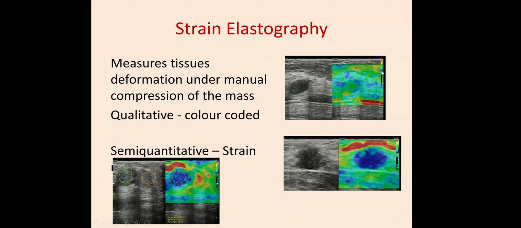Different vendors have different color coding. So it's not like green will always be soft and blue will be hard. You have to see what the color coding is in your machine. According to this machine, this is diffusely green and soft, whereas this is a malignant mass, you can see the morphology itself is malignant, and it is diffusely blue in color. So this is just a color-coded qualitative way of saying that the lesion is hard or soft.